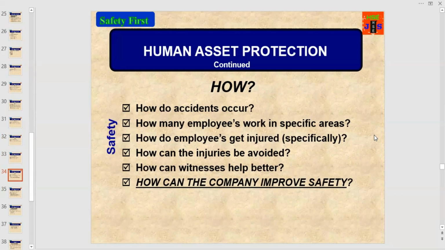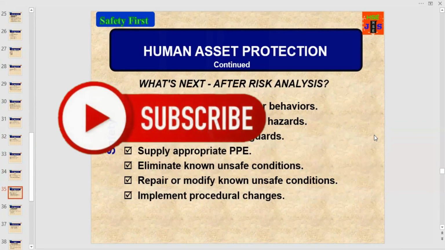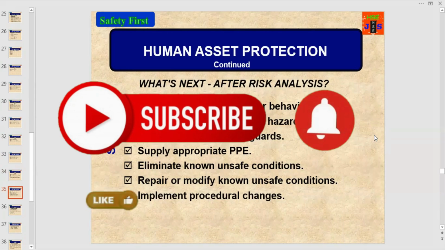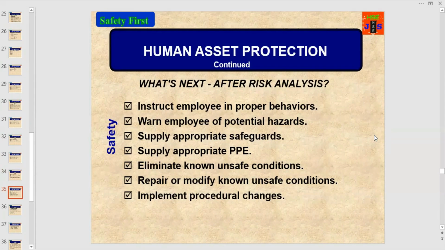These are the questions that need to be known by the investigator, and it must be part of the risk management process as well. What's next? After risk analysis, instruct employees in proper behaviors, warn employees of potential hazards, supply appropriate safeguards, supply appropriate personal protective equipment, eliminate known unsafe conditions, repair or modify known unsafe conditions, and implement procedural changes.